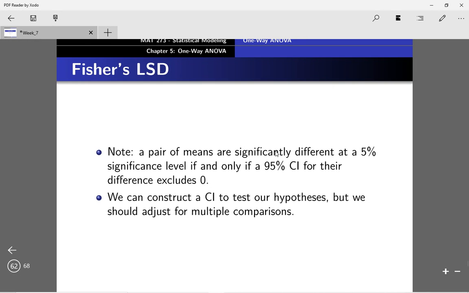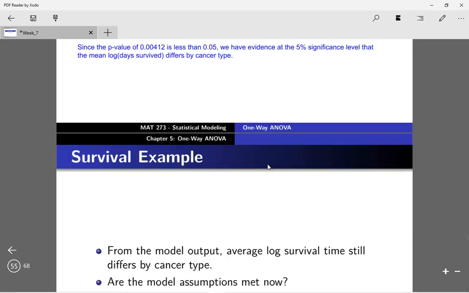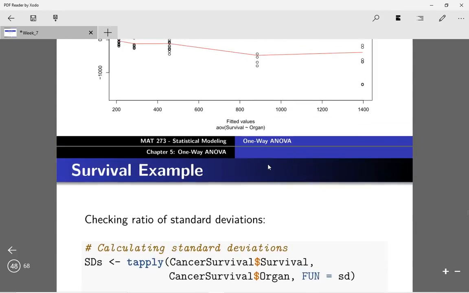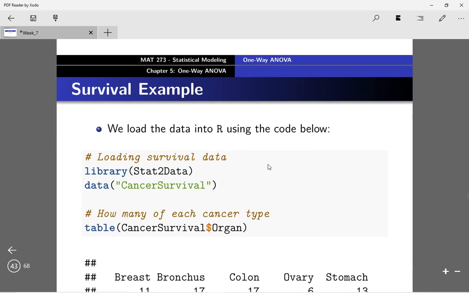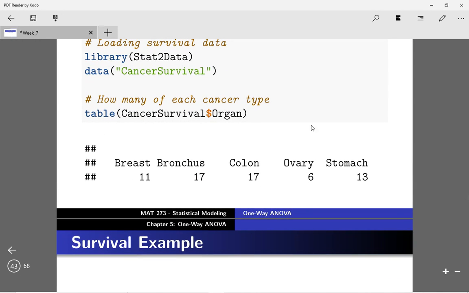But in general, we should adjust for multiple comparisons when calculating a bunch of confidence intervals, because there's potentially a lot of pairwise group comparisons to be done here. It's not just one confidence interval. Let's see, there were 5 different cancer subtypes. So we might compare ovary and stomach cancer, but then we also might compare bronchus and colon cancer. So that's already 2 comparisons. Then we can compare breast cancer and bronchus cancer. So there get to be a lot of different pairs here.